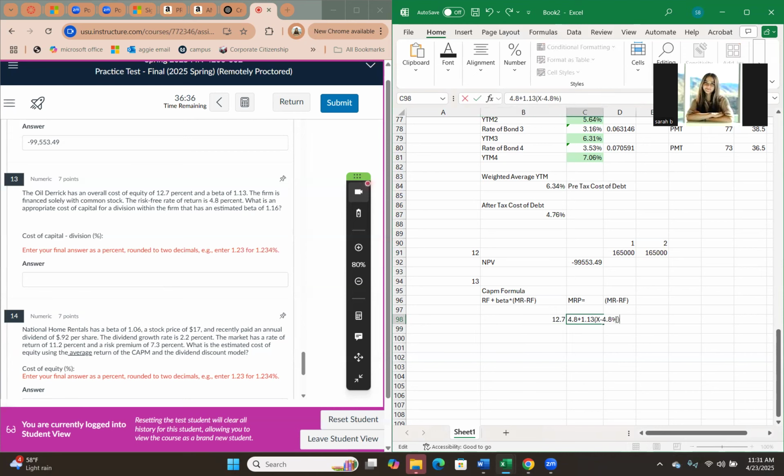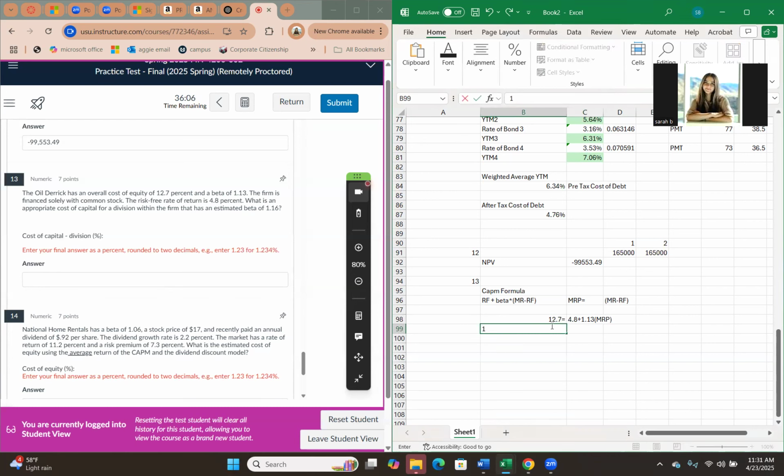Do you guys understand what I'm doing here? I've put X in what we're solving for. We can just call this whole thing the MRP. So we want to solve for the MRP. What should we do? We've got 12.7 equals this side. We only have one unknown. So let's subtract 4.8 from both sides.